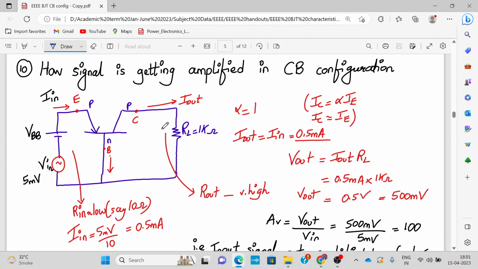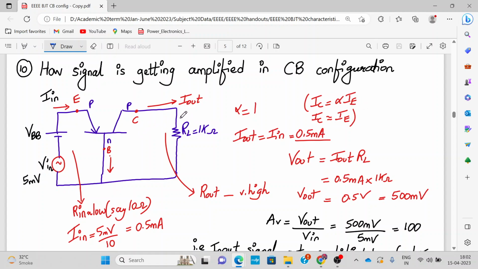And we know that the output resistance is pretty high, all right, and your IC current is almost equal to IE. It's related by this factor: IC is equal to alpha times IE. Let's assume that alpha is equal to 1. So we can say that I in is around 0.5 milliampere. So I out is also around 0.5 milliampere because they are related by alpha.